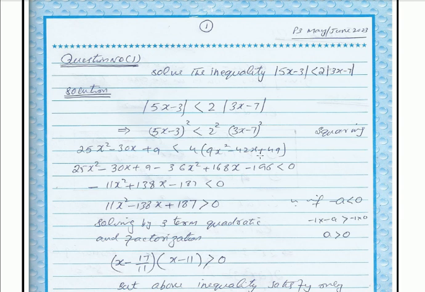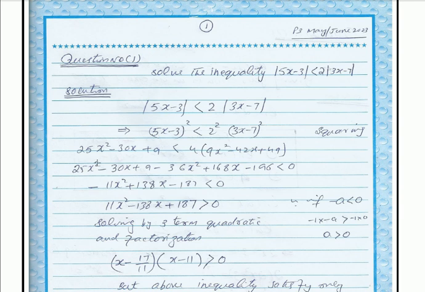Question number 1. Solve the inequality |5x minus 3| less than 2|3x minus 7|. We know that modulus value is always positive. So if we take the square on both sides, then there is no change. So (5x minus 3) whole square less than 2 square (3x minus 7) whole square, squaring both sides.